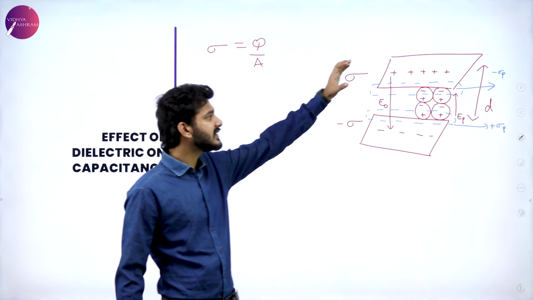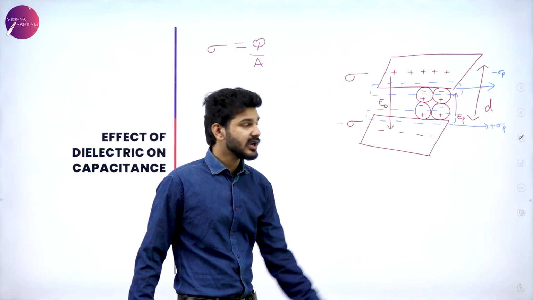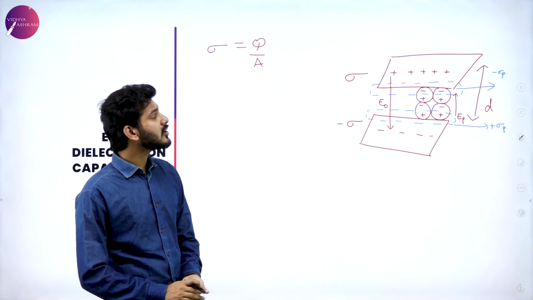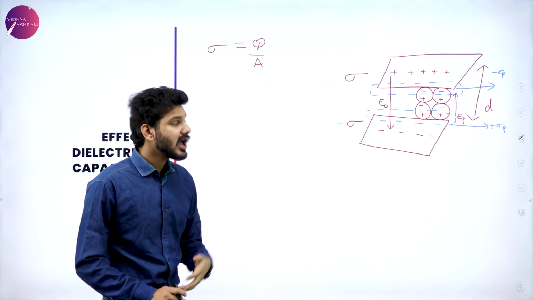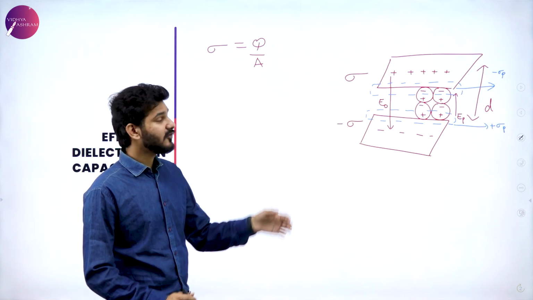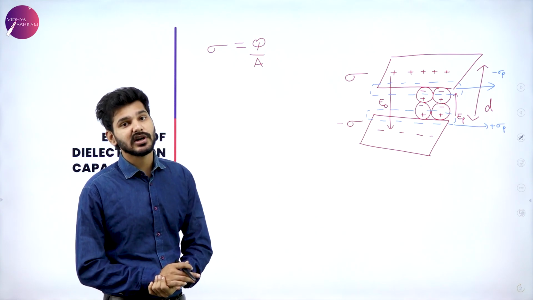So this will be the case. Initially the plates were positively and negatively charged, and when we placed a dielectric medium in between that electric field, as a result of polarization, another electric field was generated in the opposite direction, which reduced the surface charge density.